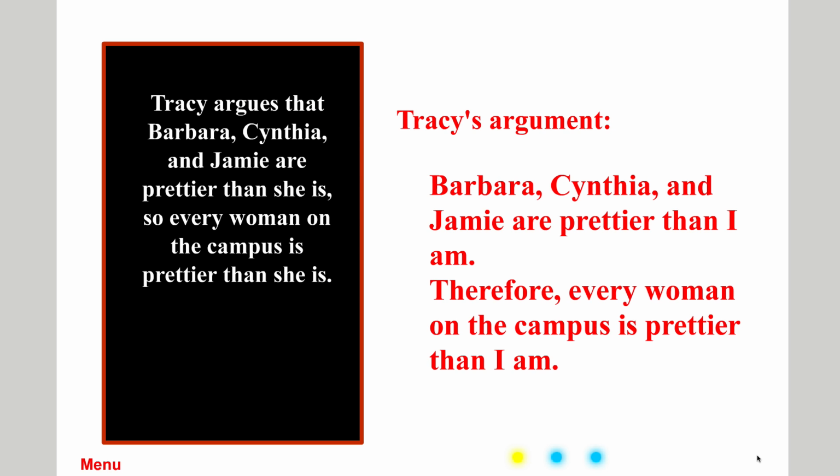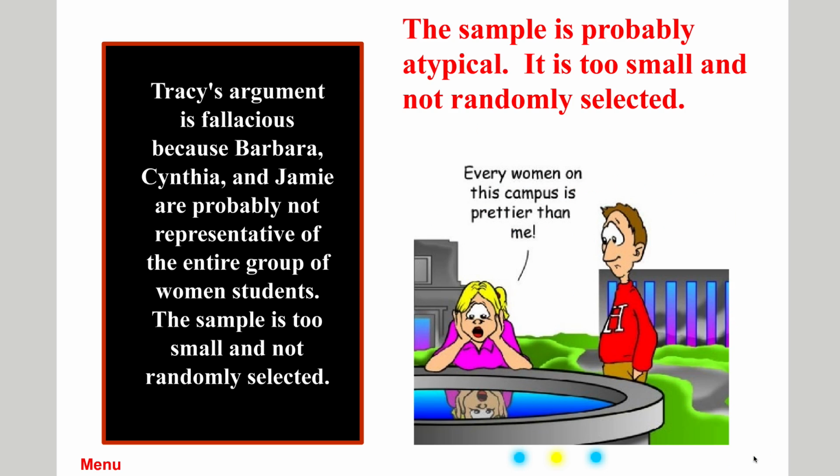So Tracy's argument is that Barbara, Cynthia, and Jamie are prettier than I, therefore every woman on the campus is prettier than me, right? Again, hasty generalization. This sample is probably atypical. It is too small, and it's not randomly selected, right? Those 4 people, maybe it was whatever stereotype you might have, but it might have been a group of 4 people who, I don't know, would come out of a modeling session or something.